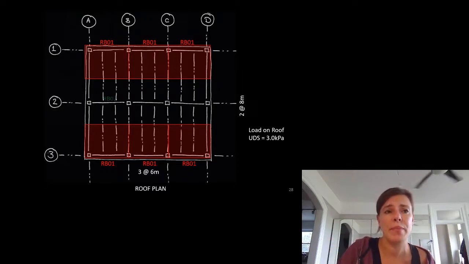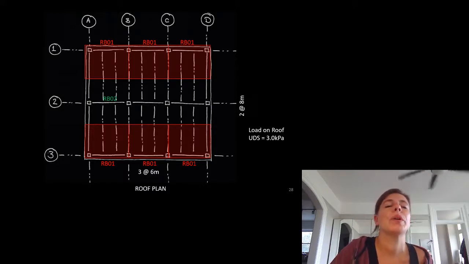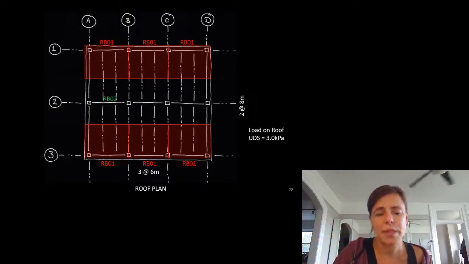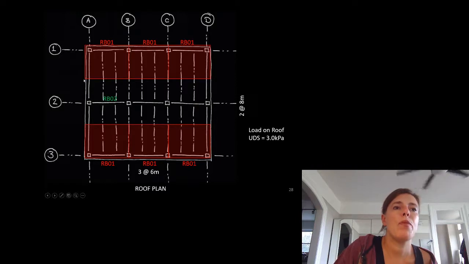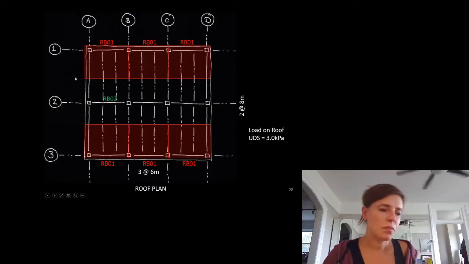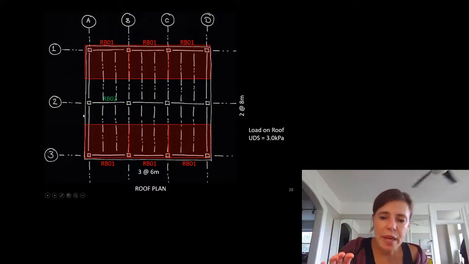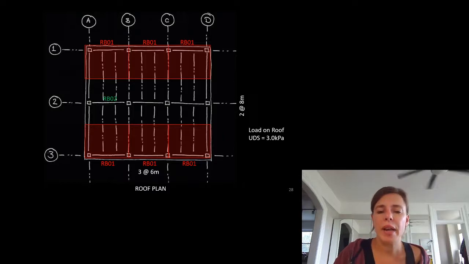Let's look at another beam now. Let's look at RB02. RB02 is going to pick up half of what these beams are carrying and half of what these beams are carrying. You can break it up into 2 steps if you want. You can say that it's picking up the 4 meters on this side and the 4 meters on this side, which is really saying that we're picking up 8 meters here. So we've got 8 meters of tributary width, and our beam is still 6 meters long. So 8 meters of tributary width, and then our tributary area is 8 times 6, or 48 meters squared.